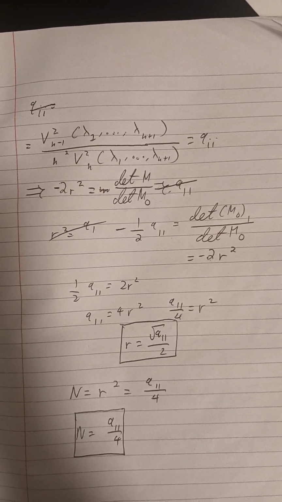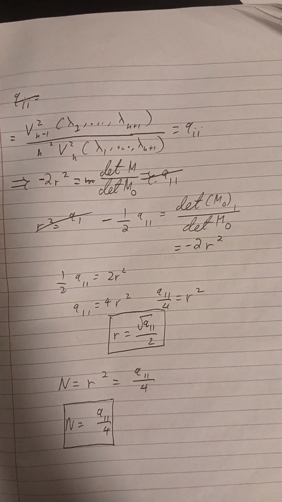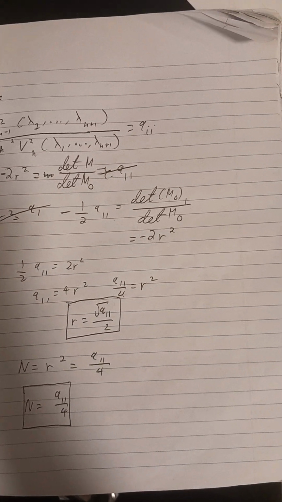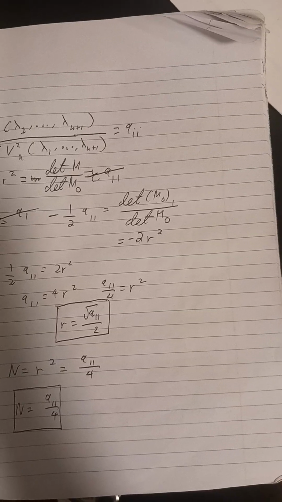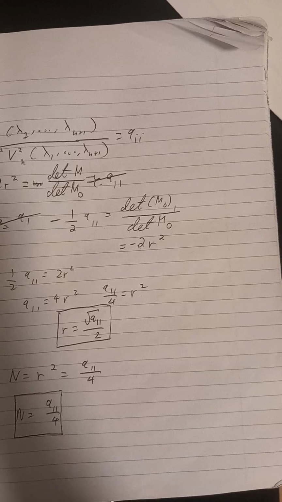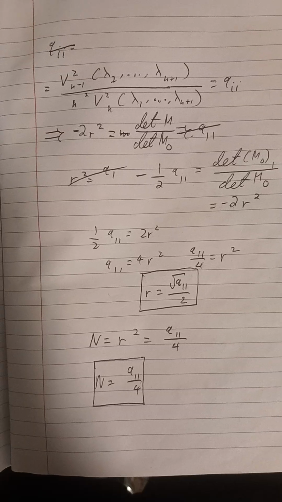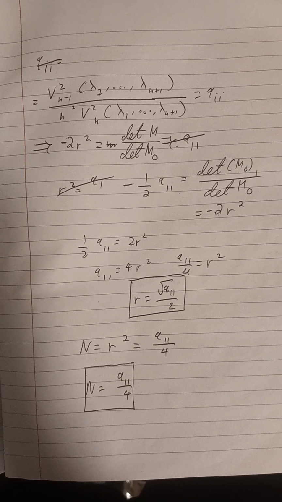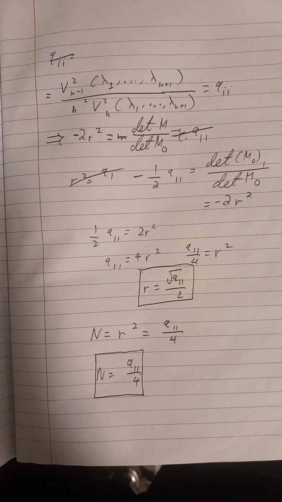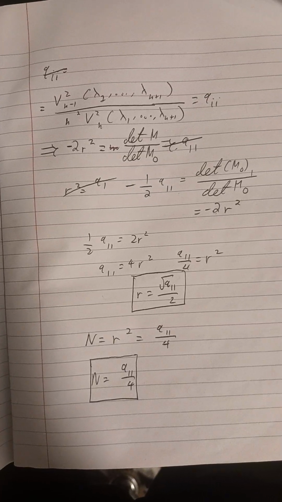So we then go on to prove the fact that negative 2r squared is equal to determinant of M divided by determinant of M0. So as a result, we then go on to say this. We then go on to say that minus 1/2 of Qii is equal to determinant of M0 of order I divided by determinant of M0, which is equal to minus 2r squared. So as 1/2 Qii is equal to 2r squared, Qii is equal to 4r squared, and Qii over 4 is equal to r squared. This is the final thing we need to find, this Qii divided by 4.